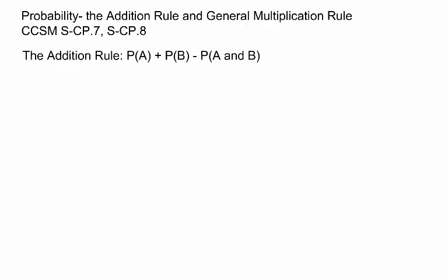First, let's talk about the addition rule. The formula for the addition rule is the probability of A plus the probability of B minus the probability of A and B. Let's take a look at how we might apply this formula in a problem.